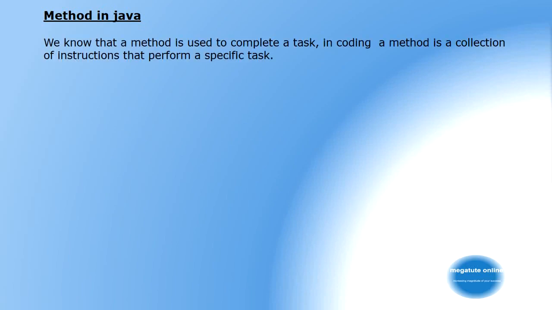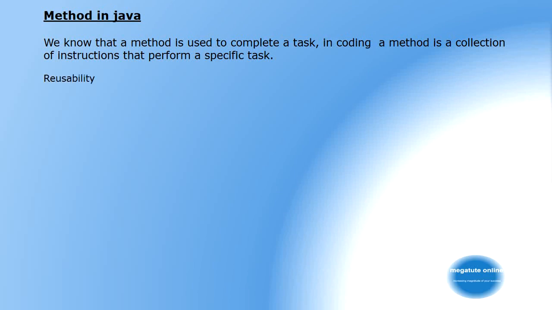Next is method in Java. Right now, what is a method in Java? We know that a method is used to complete a task in coding. A method is a collection of instructions that perform a specific task. Suppose I have a class where I have a method called input, I have a method called calculate, I have a method called output. So my input method is going to do the job of input. My calculate method is going to do calculation. My output method is going to show me the output or doing the job of doing the instruction for output. So a set of code which is designed to do a particular job or particular work is called a method. All right.